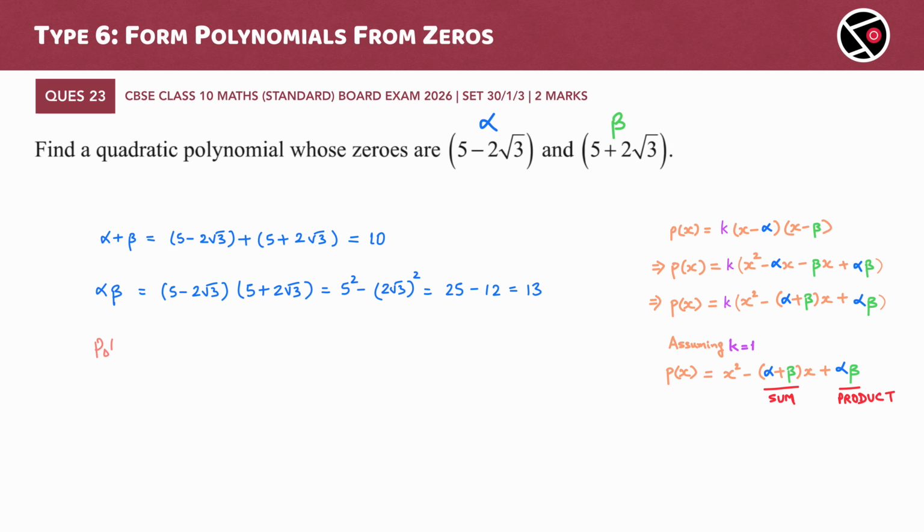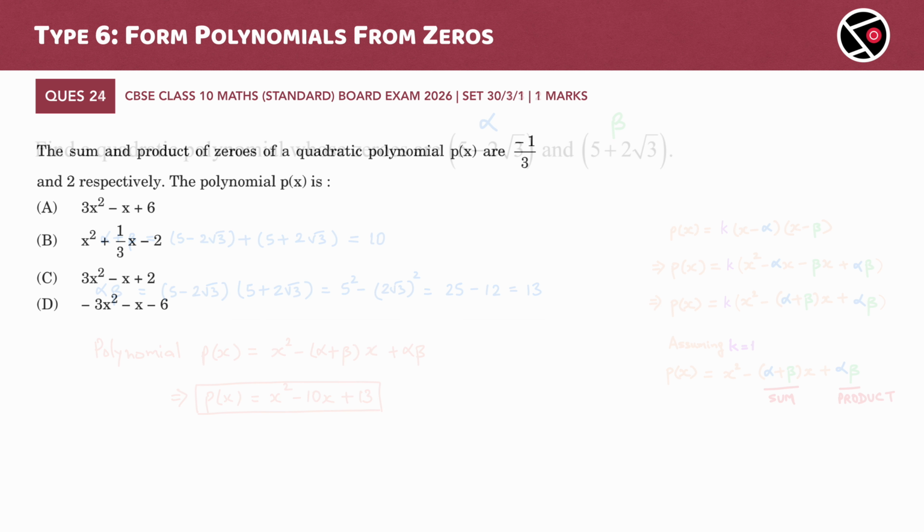Now the polynomial p(x) is x square minus (alpha plus beta) x plus alpha beta. Substituting values of sum and product of zeros, p of x equals x square minus 10x plus 13. We are done. Now let's move to another question, similar but slightly challenging. Pause the lesson and give it a try. Remember, you have only 60 seconds for this 1-mark question.